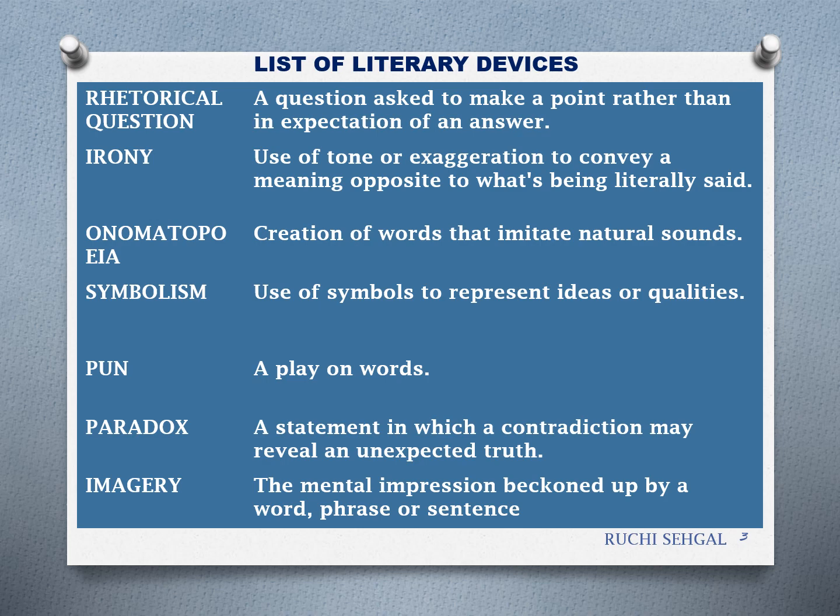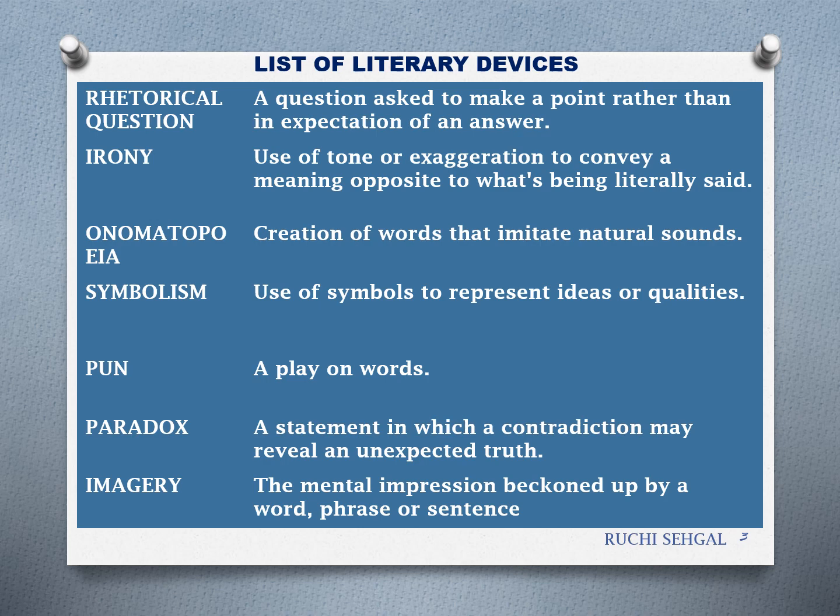Irony is use of tone or exaggeration to convey a meaning opposite to what's being literally said. And here, the most appropriate example is Sahib-e-Alam. His name is ironic because it literally means Lord of the Universe when he is actually a rag picker. Onomatopoeia is, as we all know, they are sound words, creation of words that imitate natural sounds. So cooed, pigeons cooed. Symbolism, use of symbols to represent ideas or qualities.